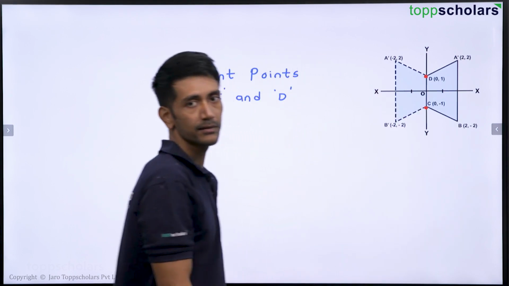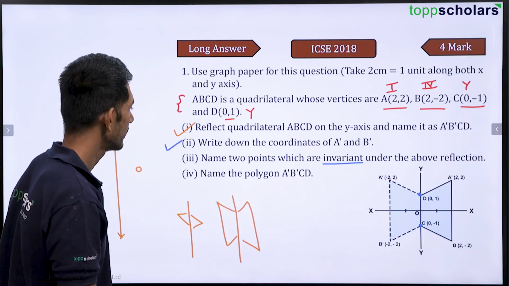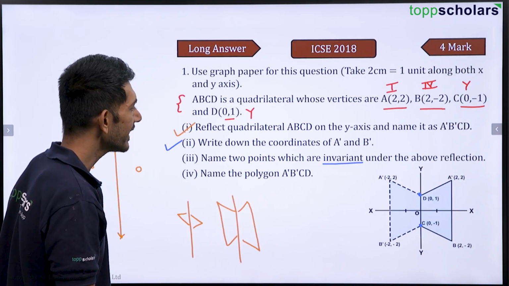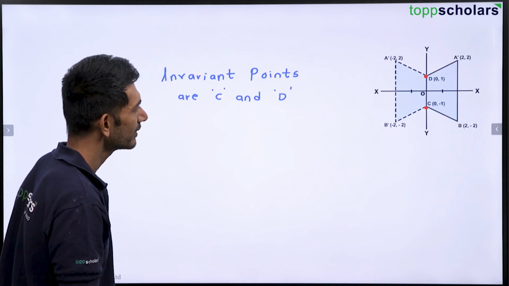I hope this is clear. Easy? Okay. What is the last part? Name the polygon A'B'CD. Okay, we are supposed to name the polygon.